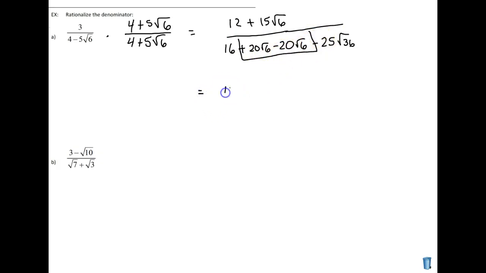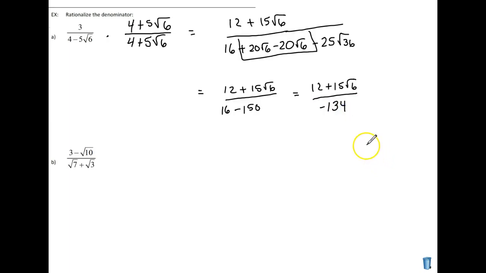That's what we designed it to do. So I have 12 plus 15 radical 6, and in my denominator I have 16, and then I have a minus, and I'm doing 25 times square root 36, which is 25 times 6, so minus 150, which gives me 12 plus 15 square root 6 all over 16 minus 150 is negative 134.